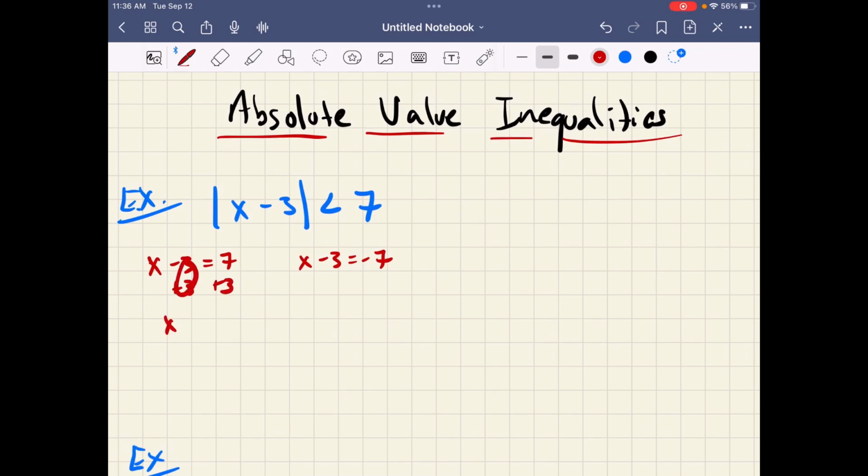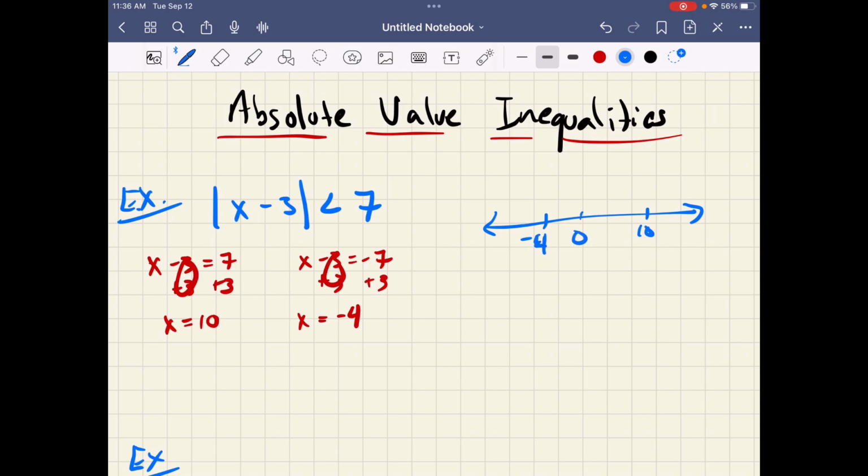So that's a 0. I got x equals 10. And then I add 3. That's a 0. So I got x equals negative 4. So here's what this means, right? So I'm going to come over here and I'm going to go back into blue. So now we're back to the inequality part, right? But I did the part in red where I used the equal sign so I could find the 10 and the negative 4, right? And then I've got 0 somewhere in the middle.